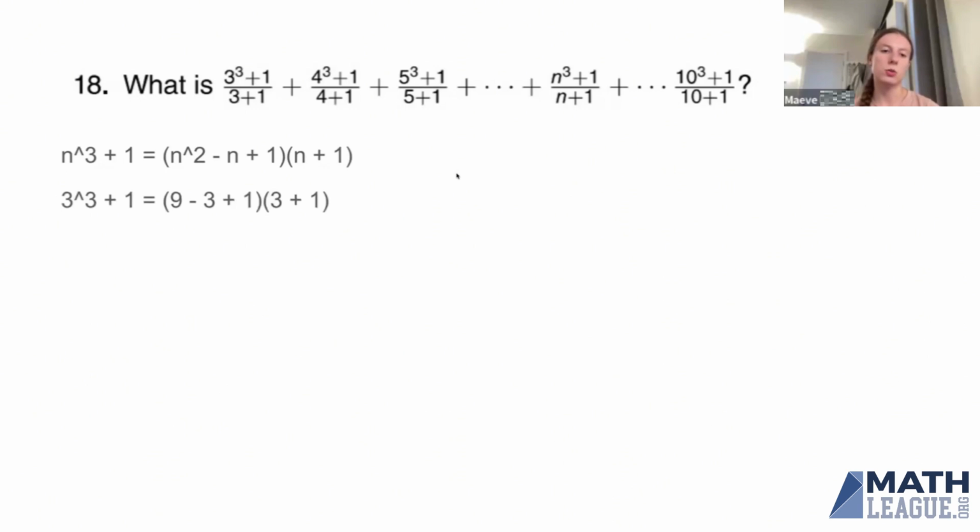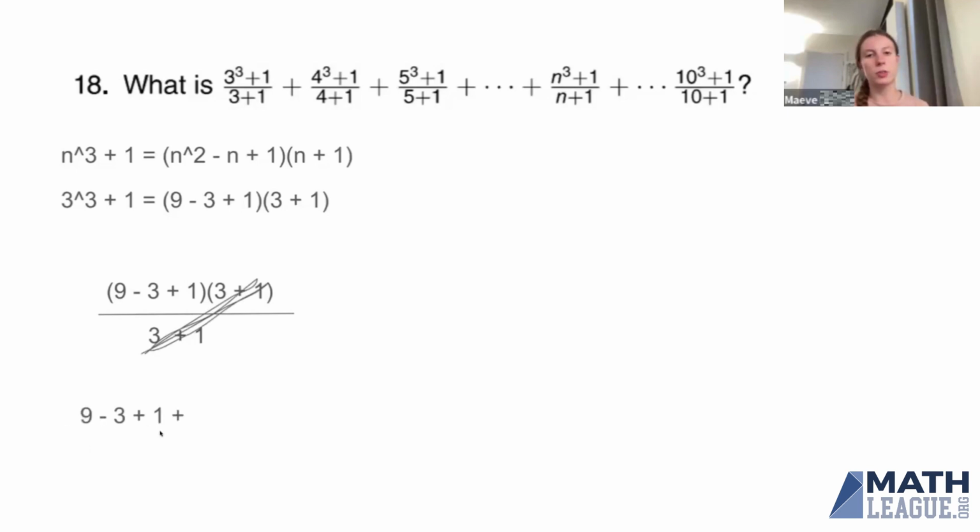3 cubed plus 1, that's 3 squared minus 3 plus 1 over 3 plus 1. And let's not even bother calculating it. Let's just leave it. Because, as I'm sure you'll notice, we're going to get some canceling. We get this nasty looking term, and then the 3 plus 1 is going to cancel with the other 3 plus 1. They're gone. So we just have 9 minus 3 plus 1.